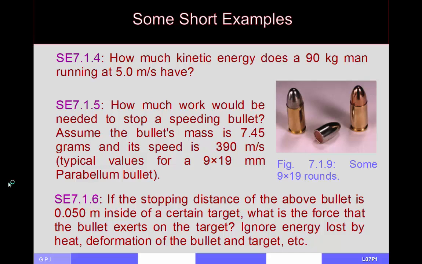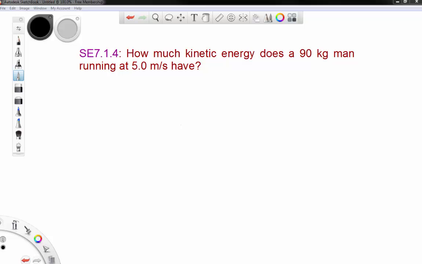So, first example: how much kinetic energy does a 90 kilogram man have if he's running at 5 meters per second? All right, well, the kinetic energy is given by 1/2 times mass times speed squared. Now, the important thing is that we need to have mass in kilograms, which we do, and we need to have speed in meters per second, which we do. You need both of those to be in those units if you want your energy to come out as joules. Because again, a joule is a kilogram times a meter squared per second squared.